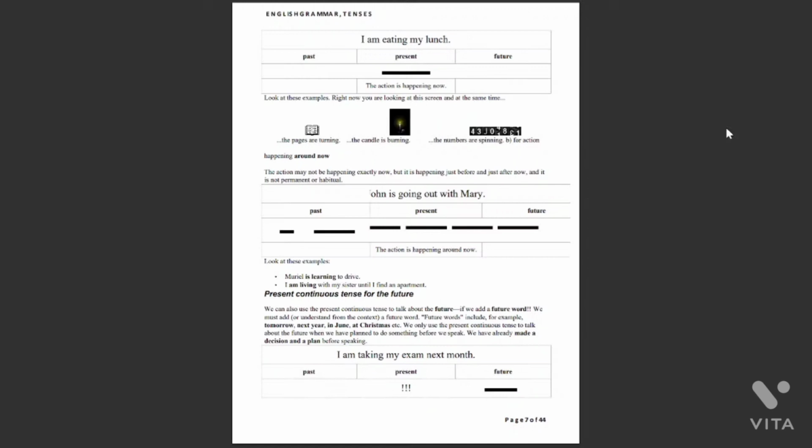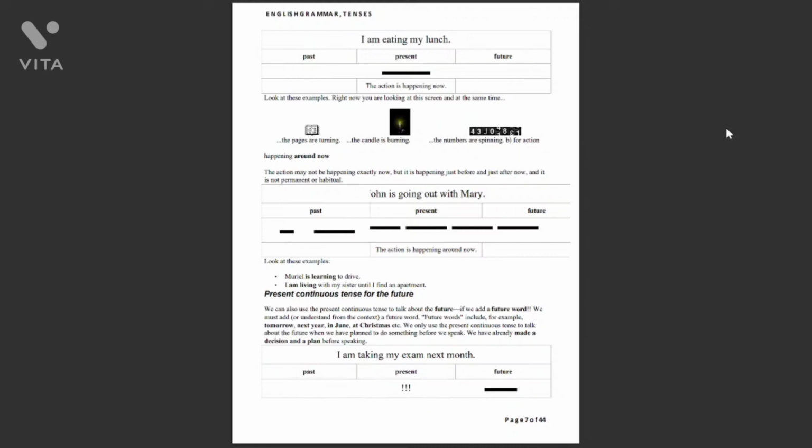So look at these examples. Right now we are looking at the screen at the same time. If you see the screen, the pages are turning, the candle is burning, the numbers are spinning. For action happening around now: this is all happening around now. Okay, the actions may not be happening exactly now, but just before or just after now, and it is not permanent or habitual. So somehow it is happening, not right away, but it might happen before or after sometime.